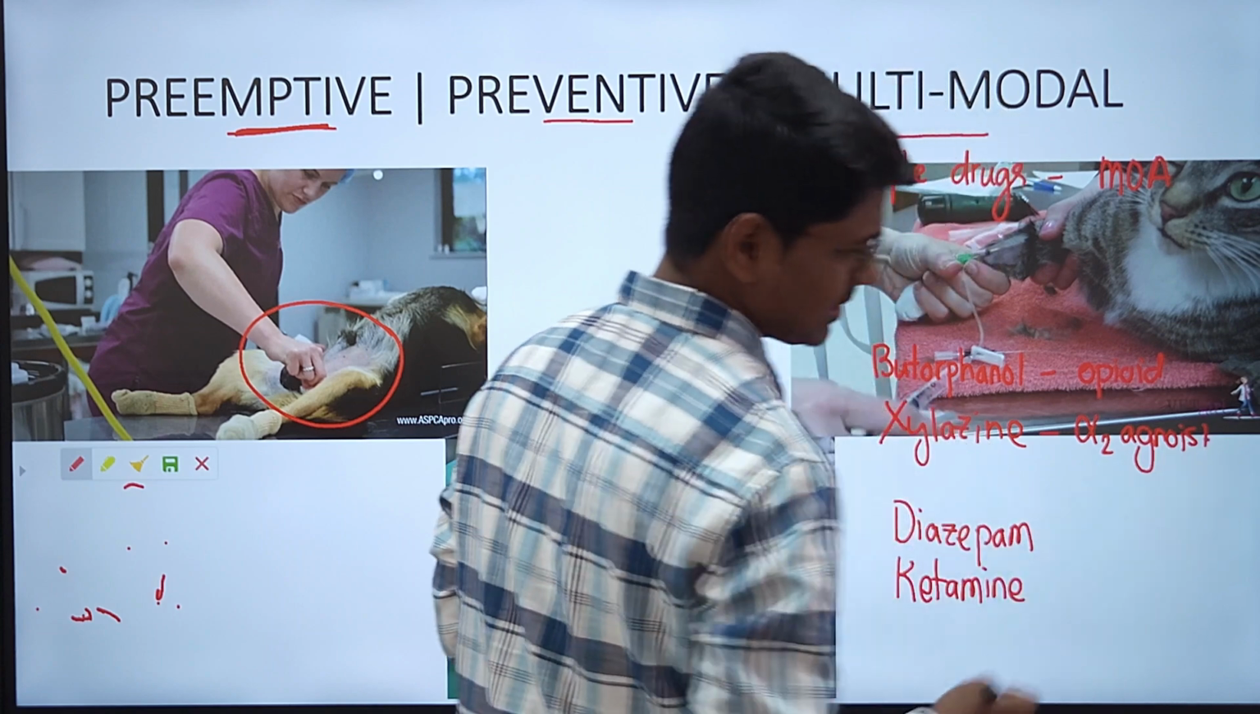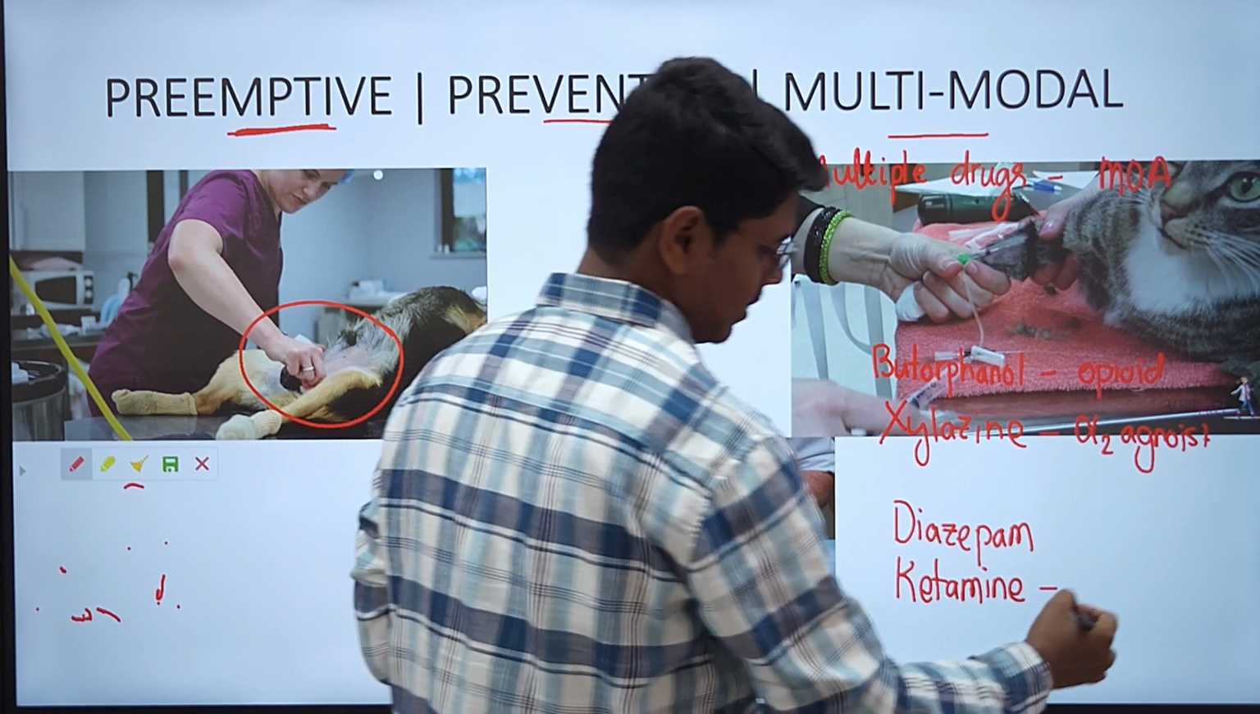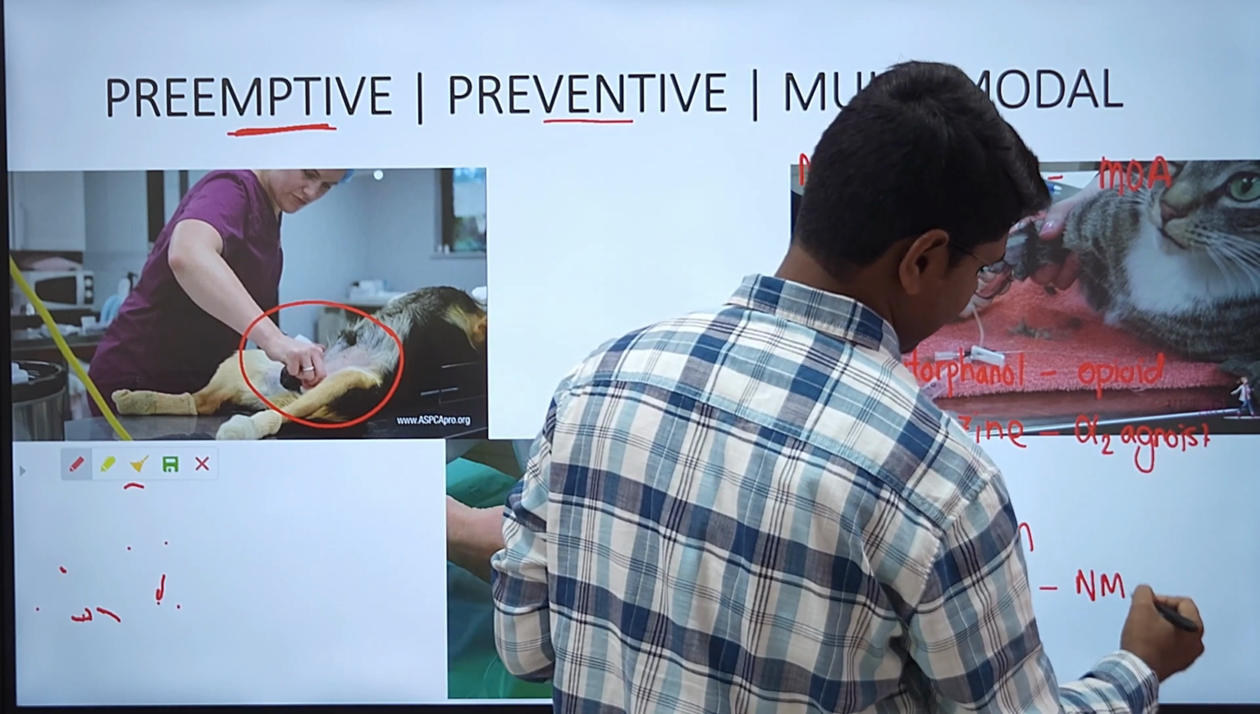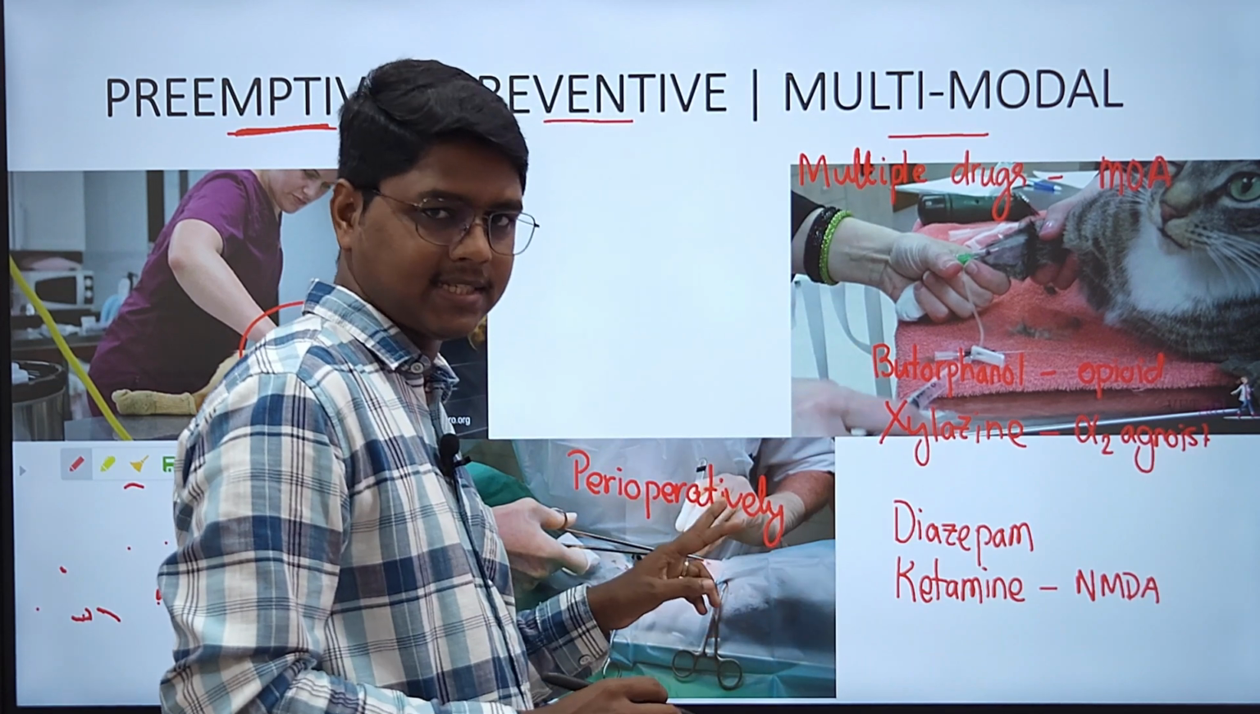Diazepam is not an analgesic. It has poor analgesic property. But ketamine is also analgesic. It acts on the NMDA receptor. So here we are giving three analgesic agents.